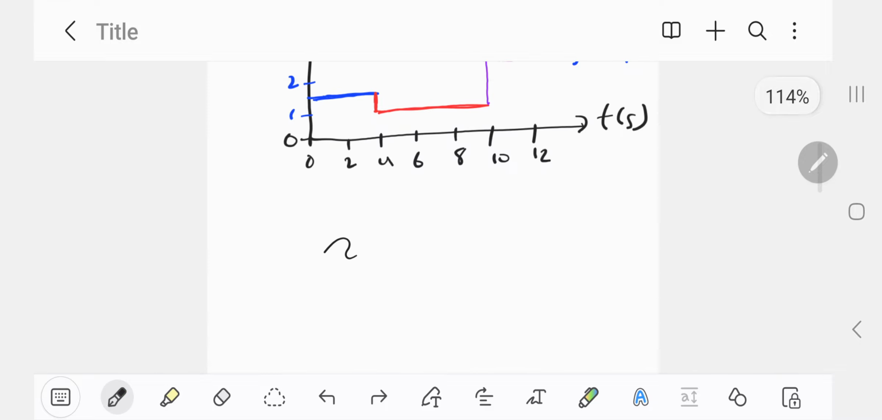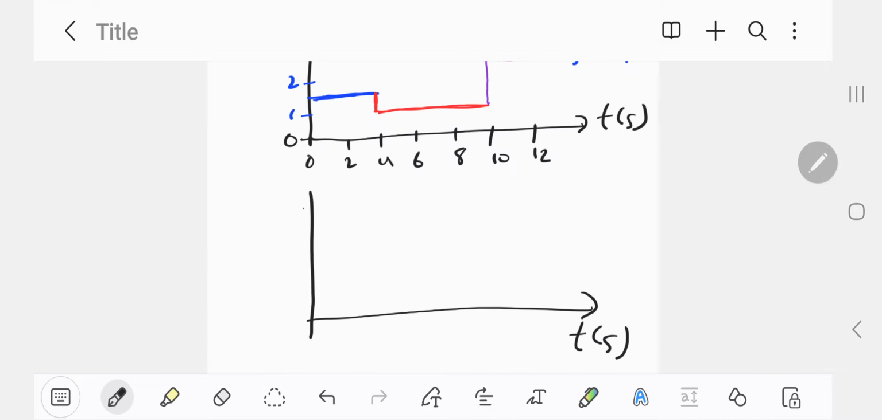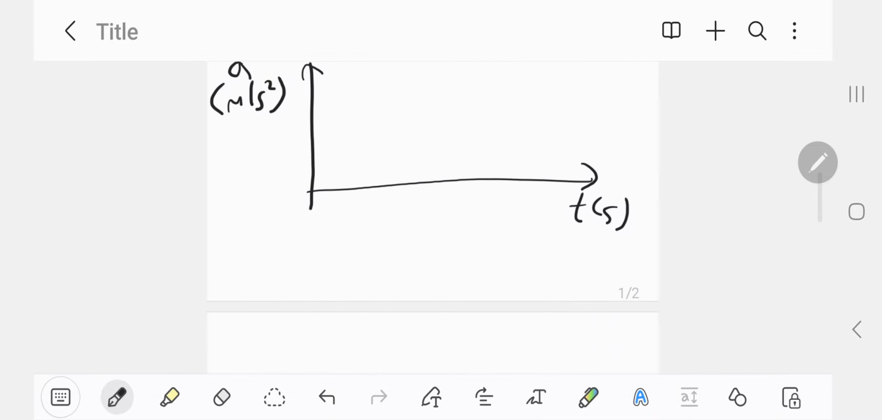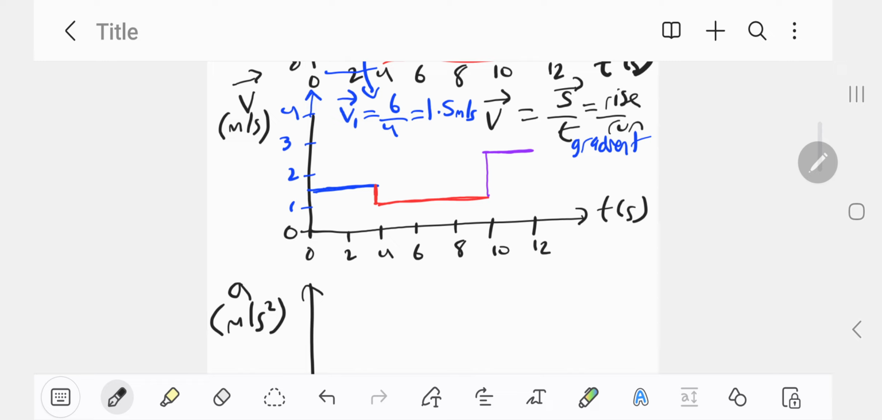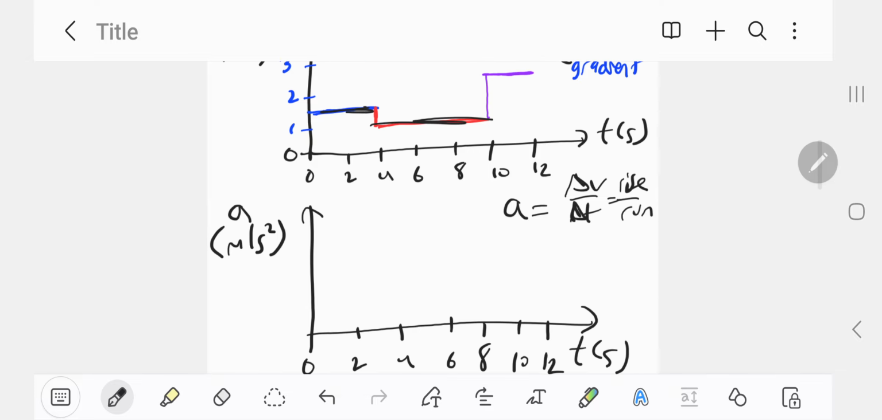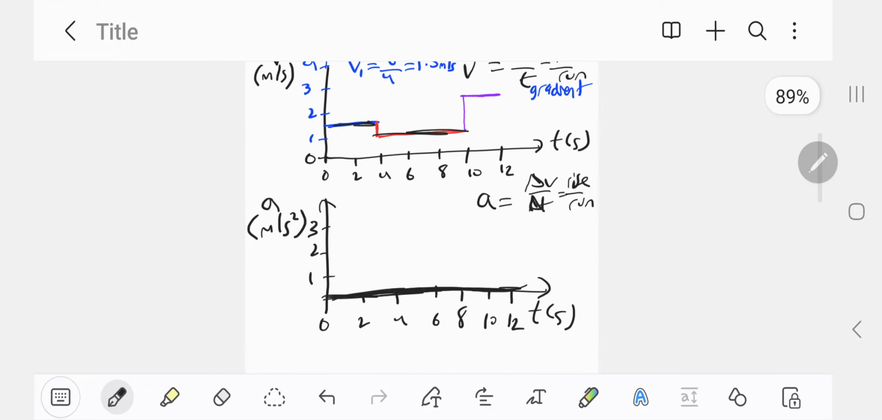Then suppose you need the acceleration time graph. A for acceleration, the units are meters per second squared. Time once again stays 0, 2, 4, 6, 8, 10, 12. And what you'll notice here, because the velocity is constant throughout the motion, it's a flat line. And acceleration by definition is the change in velocity over change in time, which is just the rise over run. The slope, the gradient of a flat line is 0. So your acceleration will be 0 from 0 to 12 seconds for the whole time. You can put numbers here if you want. It'll be 0. There's no acceleration.